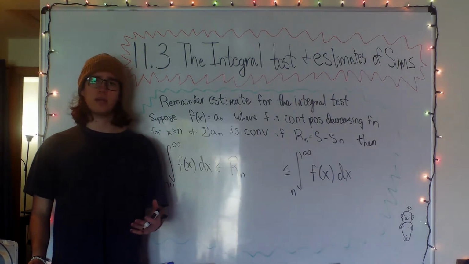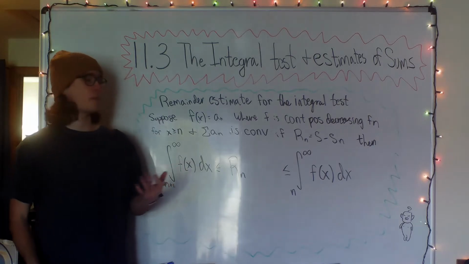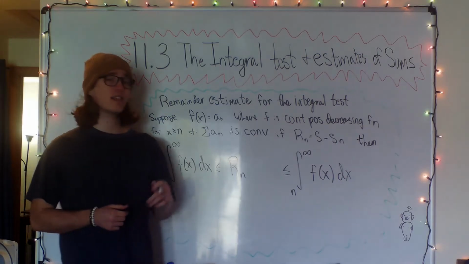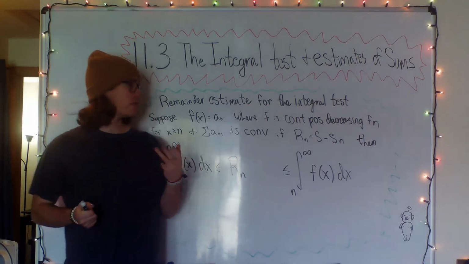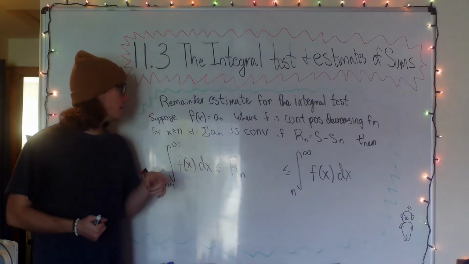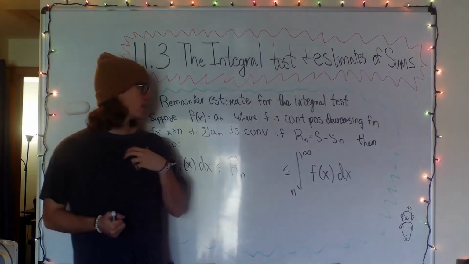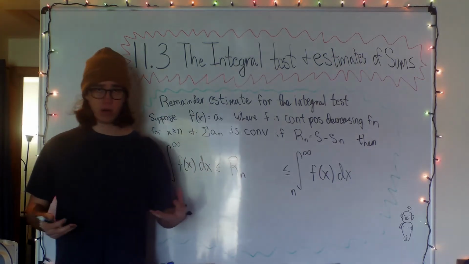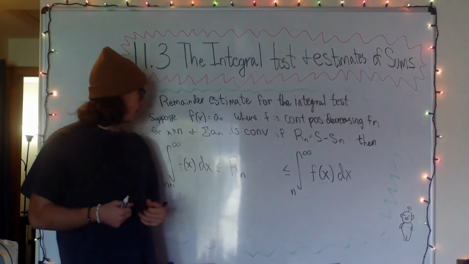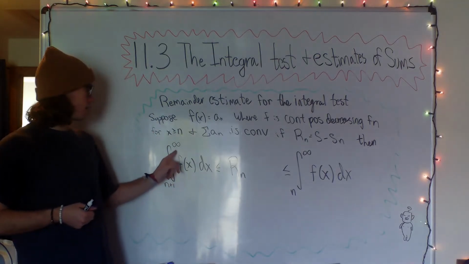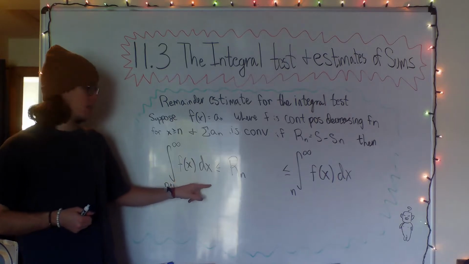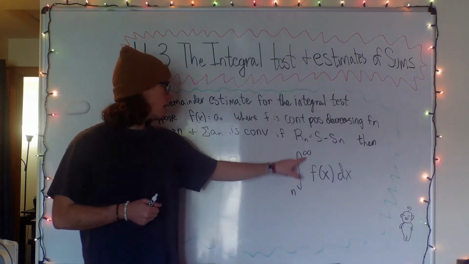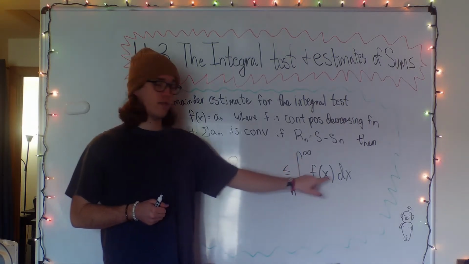Now we get the remainder estimate for the integral test, and it says, suppose f of x equals a sub k, where f is a continuous, positive, decreasing function for x greater than or equal to n, and the sum of a sub n is convergent. If R sub n is equal to s minus s sub n, which is the sum minus the partial sum, then the integral from n plus 1 to infinity of f of x dx is less than or equal to R sub n, which is less than or equal to the integral from n to infinity of f of x dx.